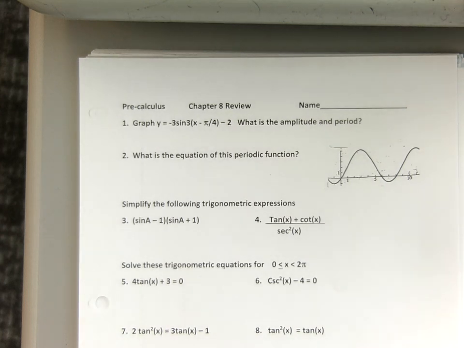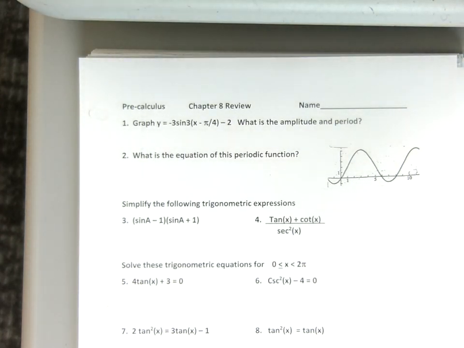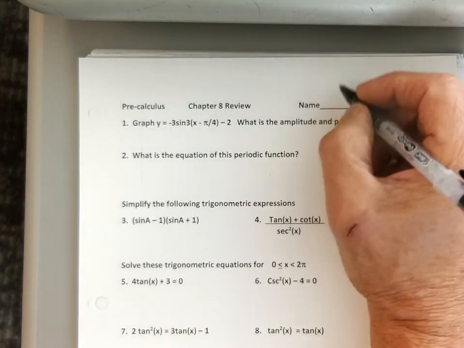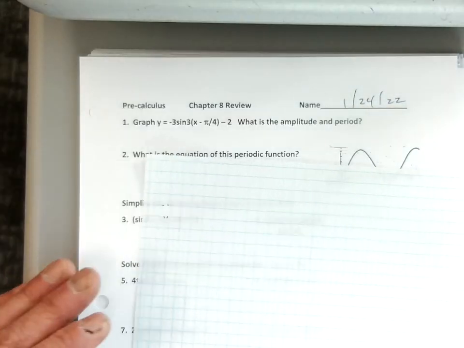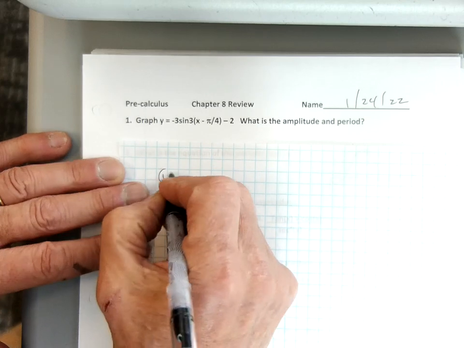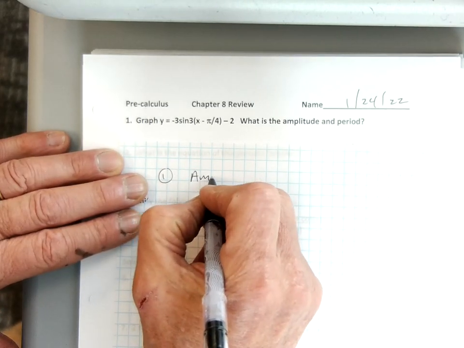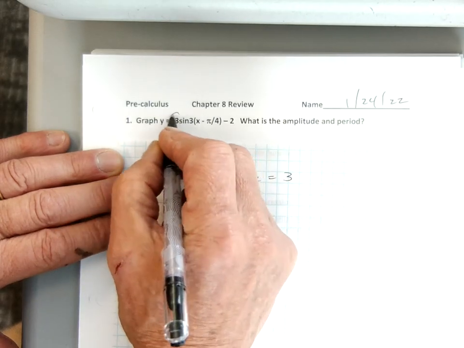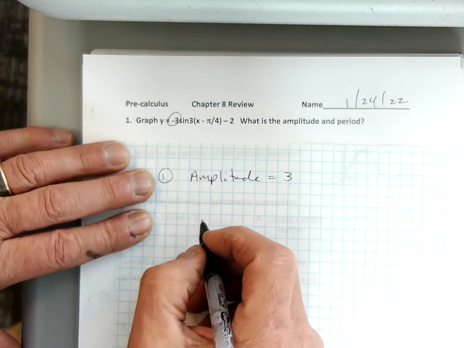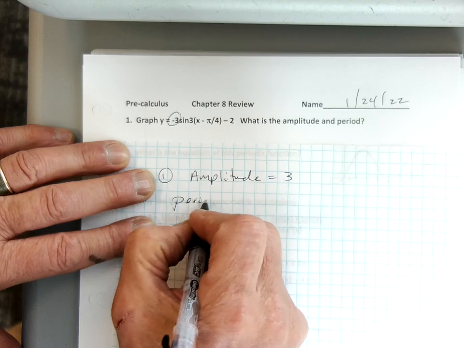Okay, so number one, it says, what is the amplitude of the period? That's pretty easy. So number one, I'm going to graph it on a separate sheet of paper. 124.22. So first of all, number one, I know the amplitude is 3, right? And I know the period is this.